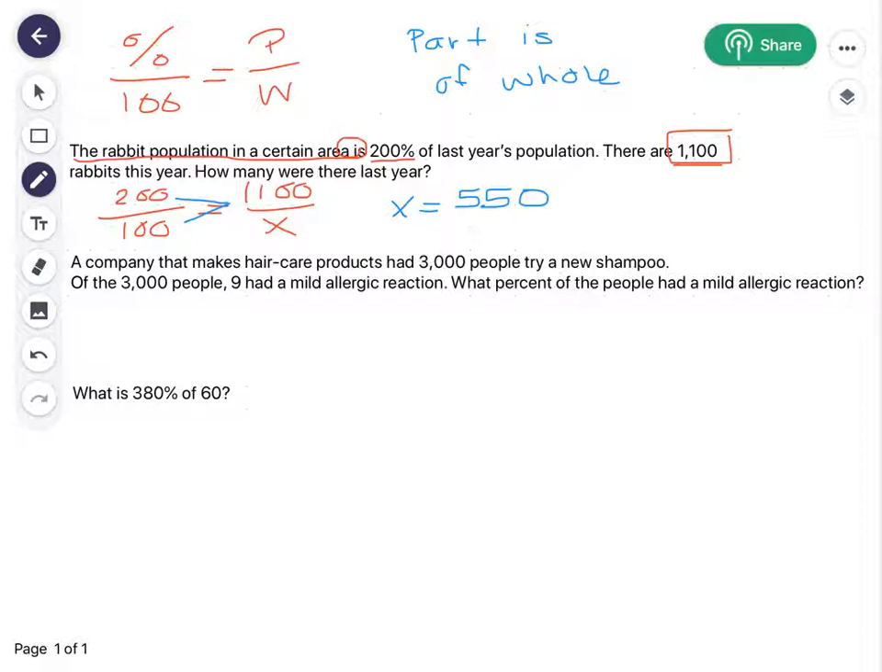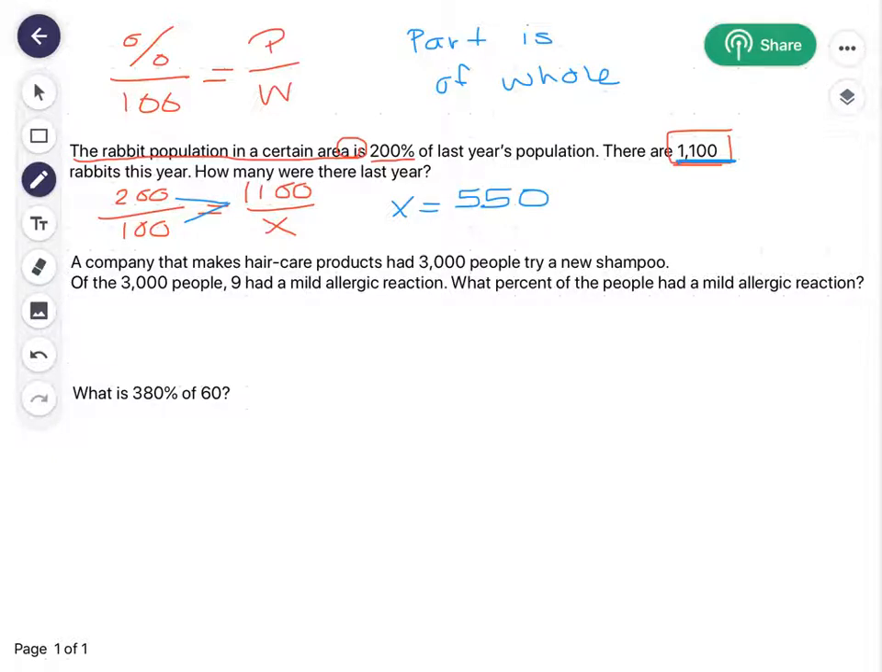Okay, so if we look back at the problem, does 550 make sense? Well, it said the rabbit population this year is 200% of last year's. 1,100 is 200% of 550, sorry, I was saying it backwards. 1,100 was our part, 200% of 550. So last year was less because this year is twice as much, which is the 200.